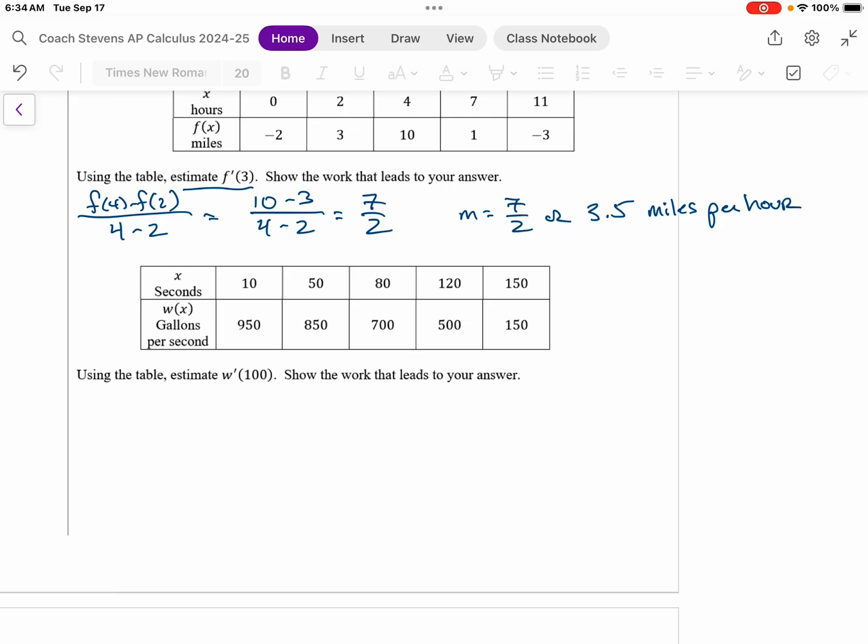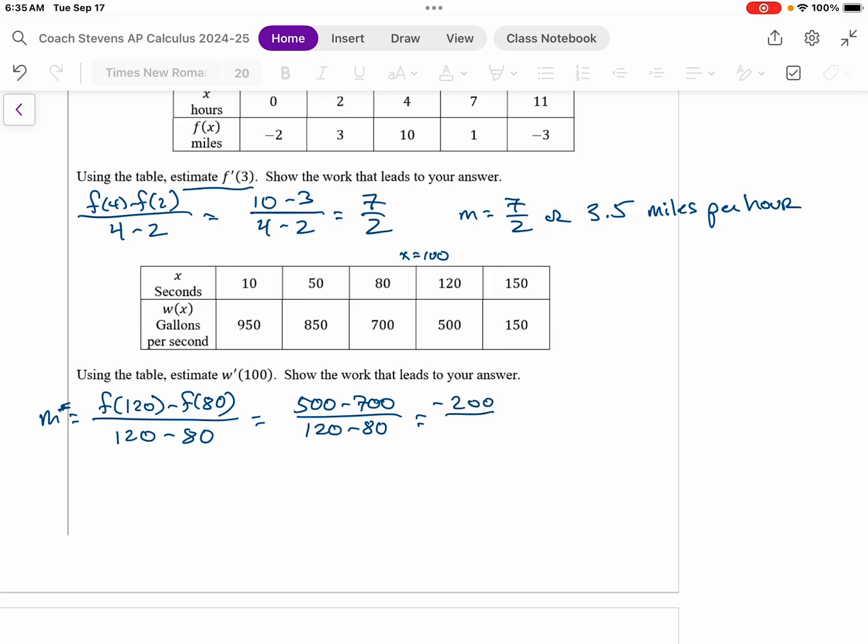And so down here, same thing. We're going to figure out, okay, 100 is somewhere right about here, between 80 and 120. So again, we have f of 120 minus f of 80 over 120 minus 80. And that's what the slope is equal to. I don't need a little prime there. So that would be 500 minus 700 over 120 minus 80. So that's a negative 200 over 40, which is a negative 5.